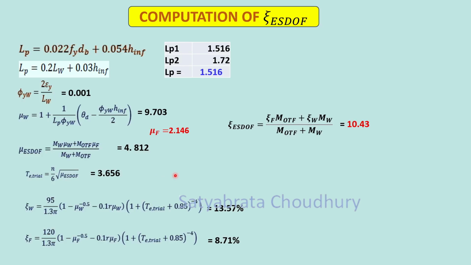The trial time period given by empirical formula is N by 6 into square root of D. N is the number of stories, 10, so it comes out as 3.656 seconds.